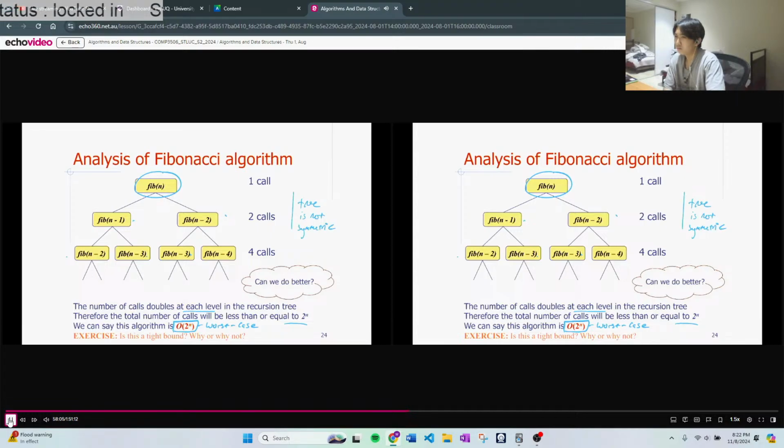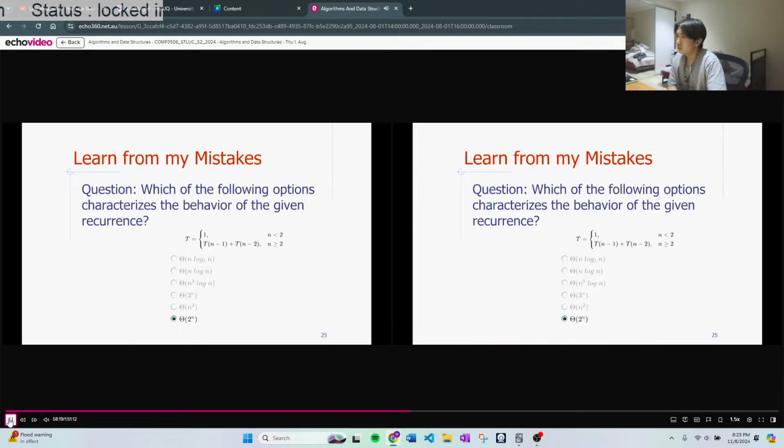So some leaves will be one level deeper than other ones at the bottom, right? That's really nice. So do we have anybody willing to say whether they think 2 to the n is a tight bound or not? No, it can't be a tight bound because that's just. All right, how about this? How about you learn from my mistakes?